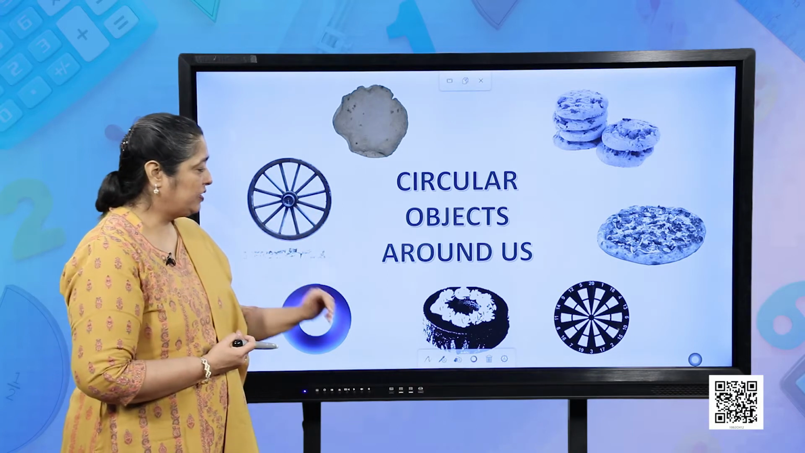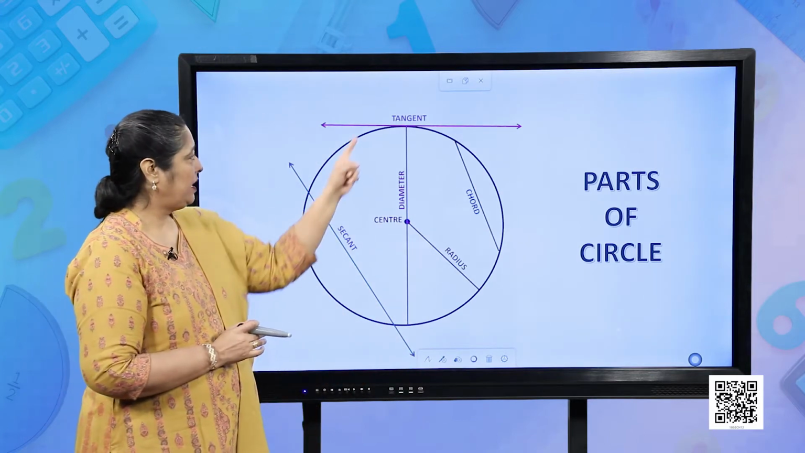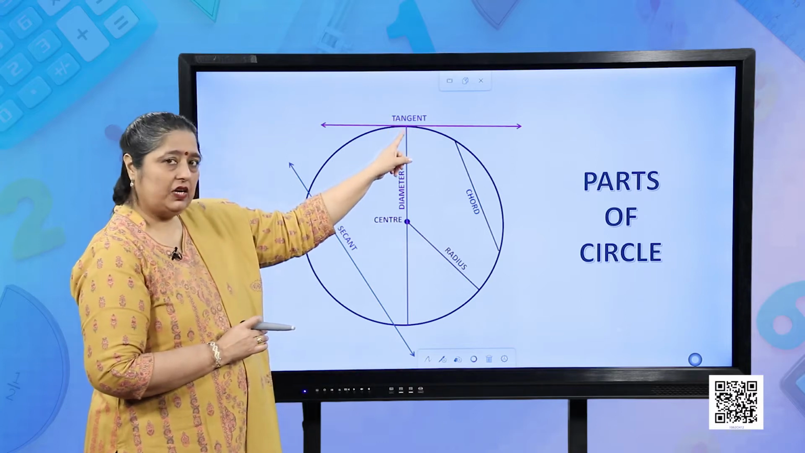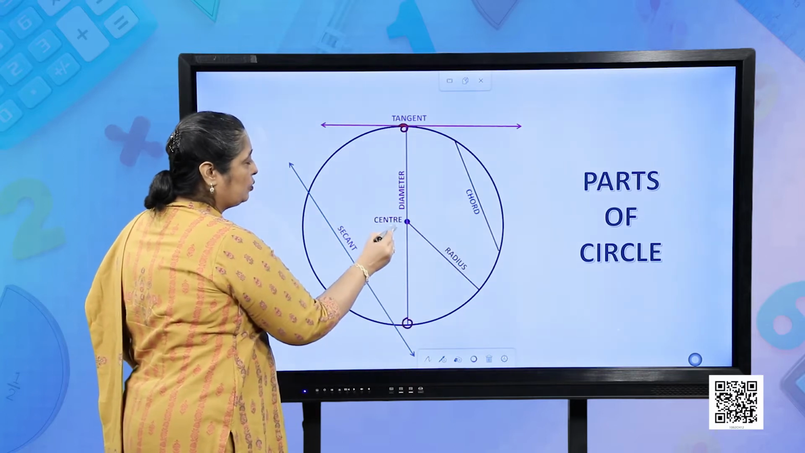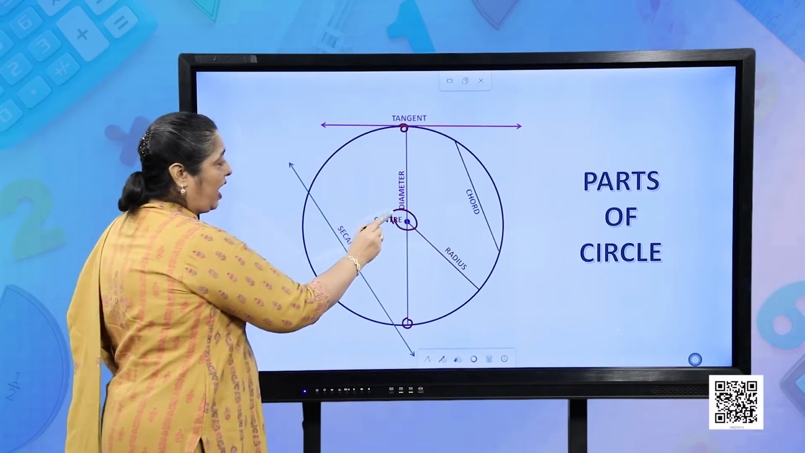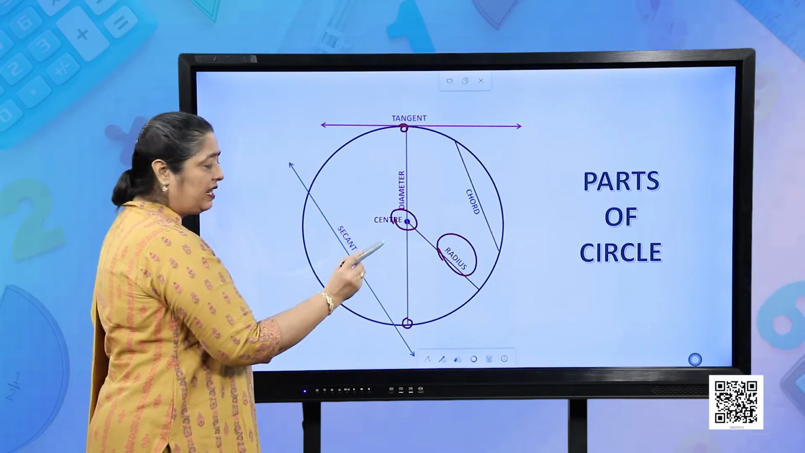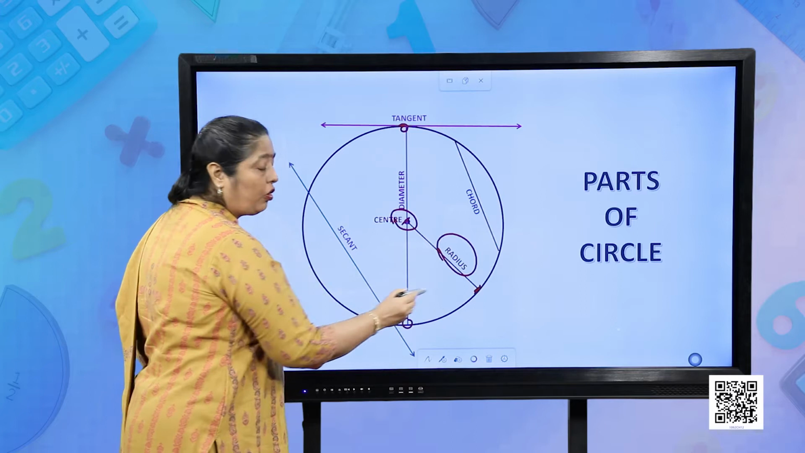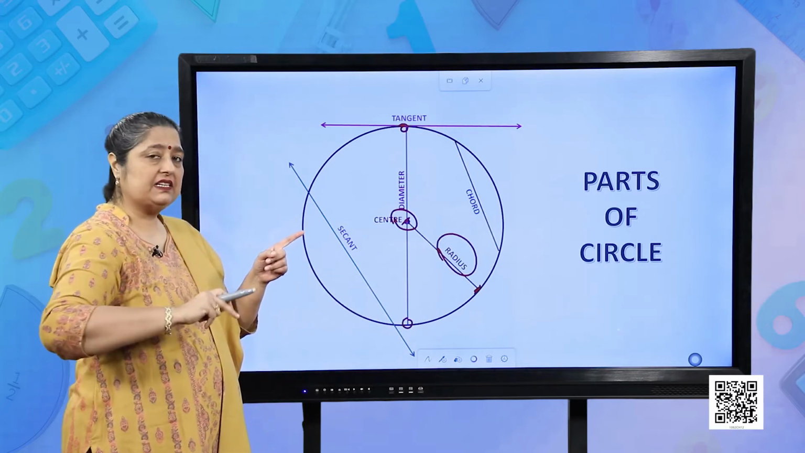Now, let us move forward to the parts of circle we have studied till date. The diameter. What is the diameter? Diameter is a line which touches the circle at two ends and passes through the center, right? This is the center, and half of the diameter is the radius. Radius is a line segment wherein it joins the center to any part of the circle. It is the fixed distance which is always the same in a circle.